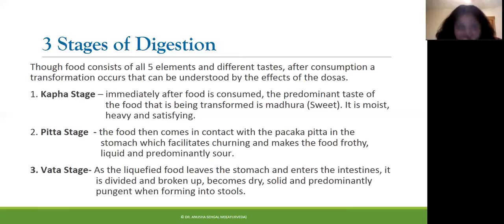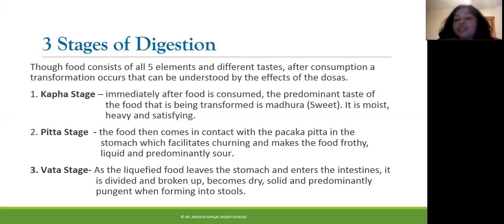Okay? So this is actually known as Avastapaka, where they talk about the different avastas, and avasta basically means stage. So the 3 different stages during the process of breakdown, transformation, and assimilation of food are kapha, pitta, and vata. The kapha stage is immediately after you consume the food. That's the first part. When you're chewing and swallowing, you're inducing more saliva and helping to moisten the food even more.